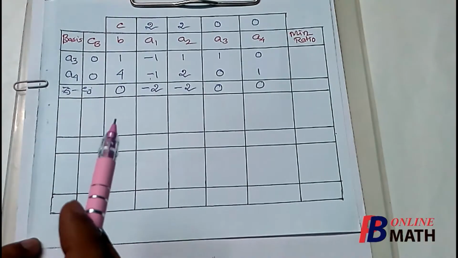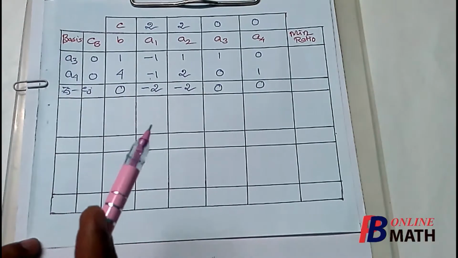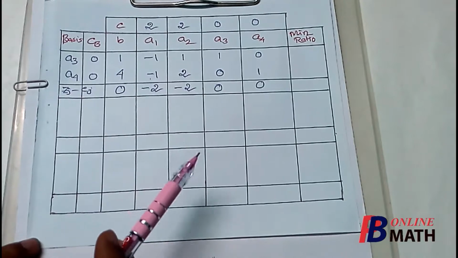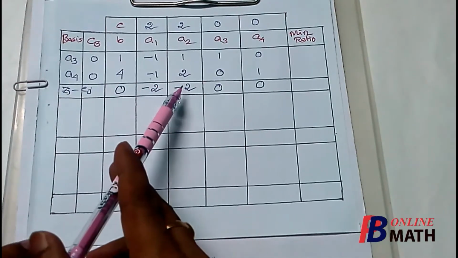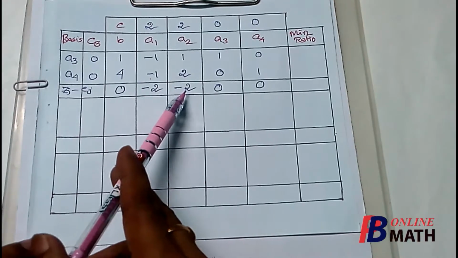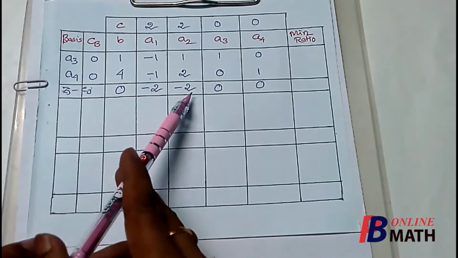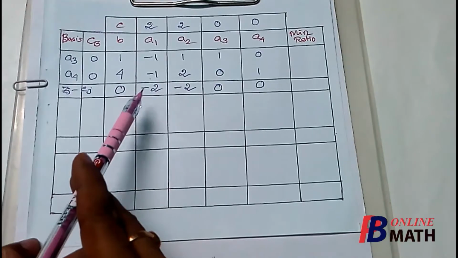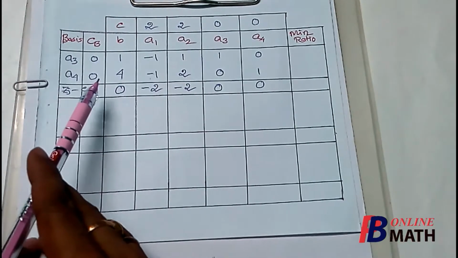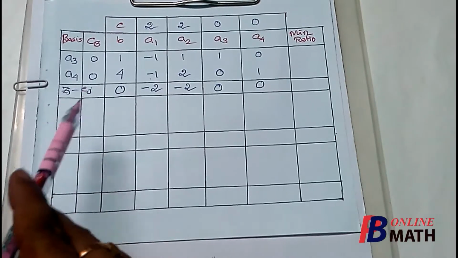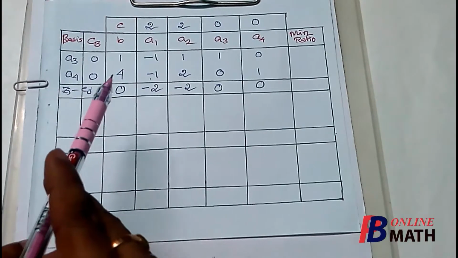Now here we find that the optimality condition is not satisfied, because there are two values of zj minus cj which are not non-negative. So there are two values which are negative. So the optimality condition is not satisfied. So this initial solution is not optimal. So we have to modify this solution to get the optimum solution.